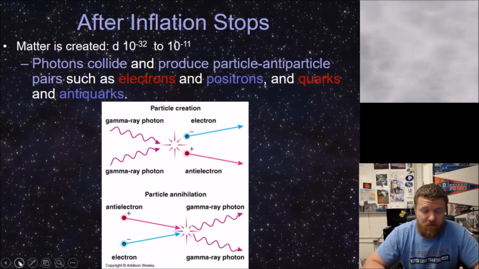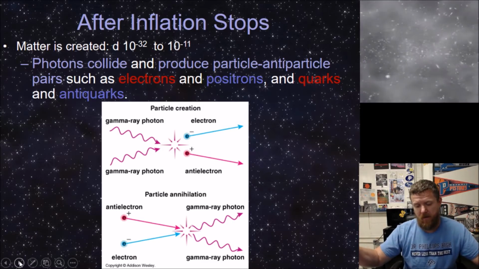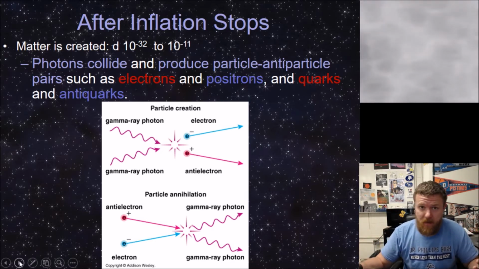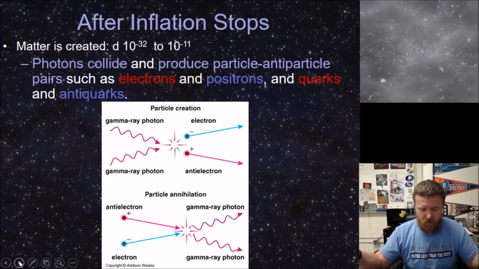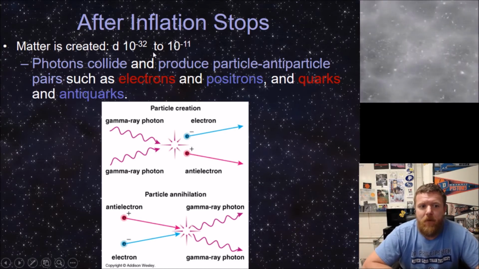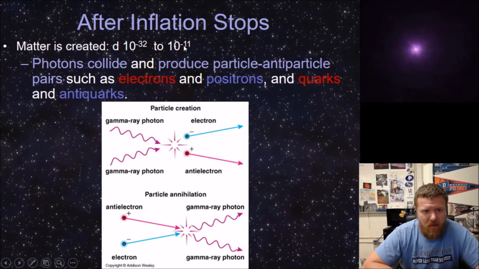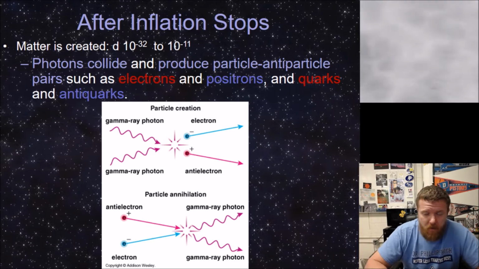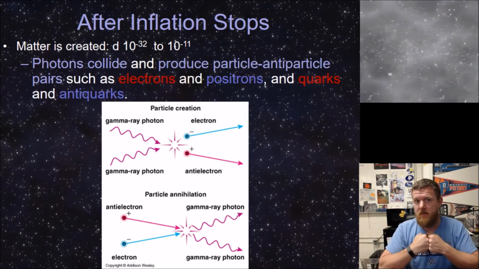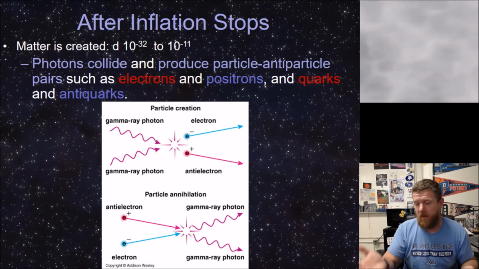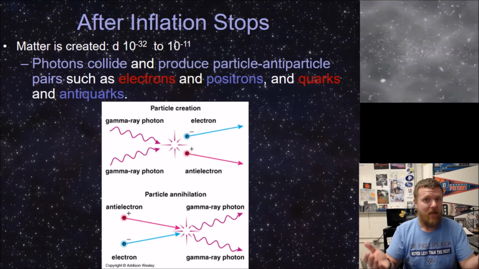After inflation stops, the universe expands very rapidly and then it slows down how fast it's expanding. It is still expanding, but it's just not a ridiculous speed anymore. After inflation stops, from this time frame, 10 to the negative 32 to 10 to the negative 11, so still way less than a second, you're going to get photons, little particles of light that collide and produce particle-antiparticle pairs, like electrons and positrons, quarks and antiquarks.